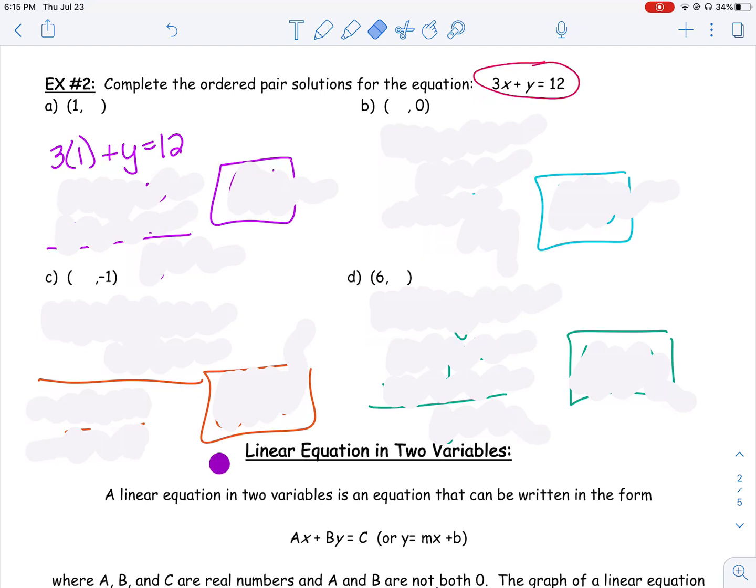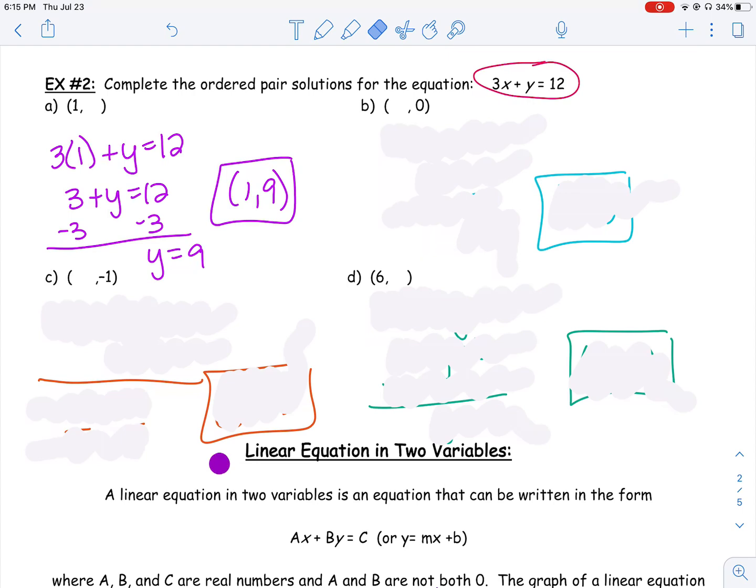If I substitute in a 1 for x, I end up with an equation that says 3 plus y equals 12. I can solve this equation by subtracting 3 from both sides, and I end up getting y equals 9. That means the point (1, 9) is a solution to that equation.